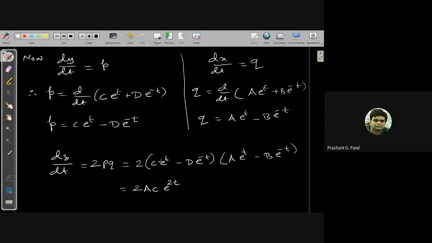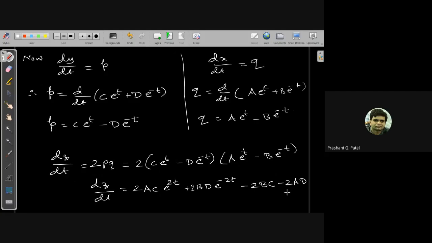When you multiply these other terms, you get plus 2bd e^(-2t), since minus times minus is plus. Then the constant term is minus 2bc and minus 2ad. This is dz/dt.